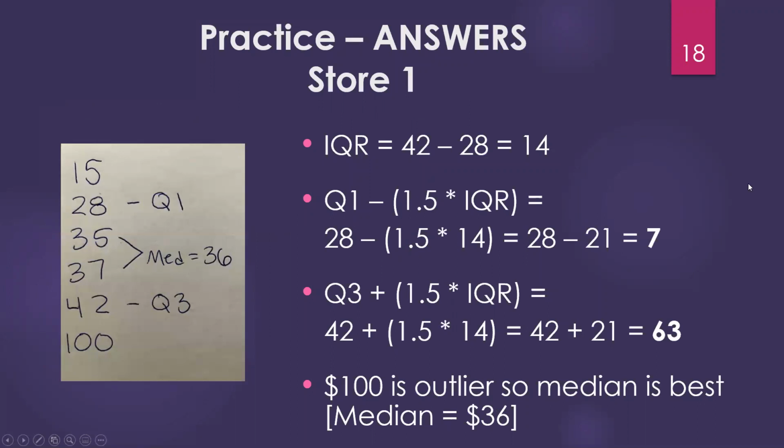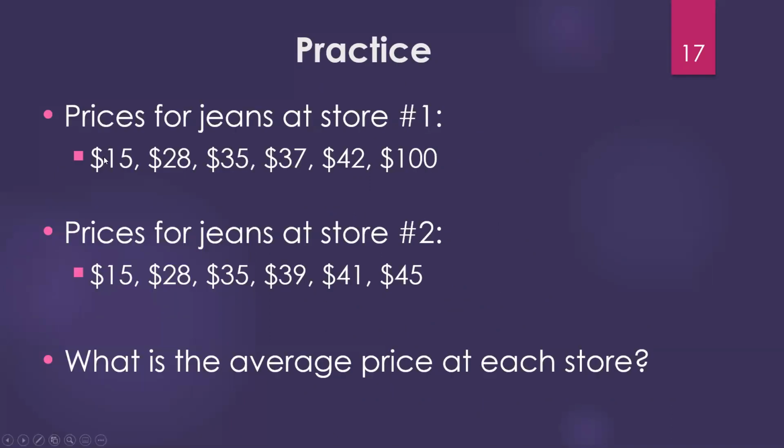Okay, so here's the answers for store number 1. In order to determine if we need to use mean or median, the first step is to figure out if there are outliers. To do that, you're calculating the median in the process. So first, list all of the values in order, high to low, low to high, doesn't matter. So this 15, 28, 35, 37, 42, etc., that's just the values that are given to you as part of the problem for store number 1.